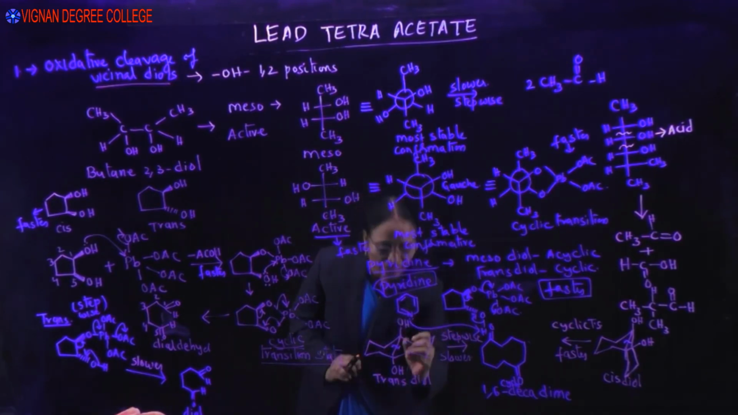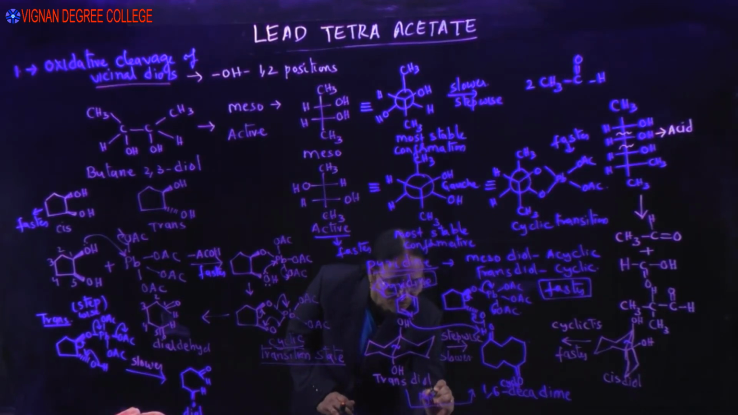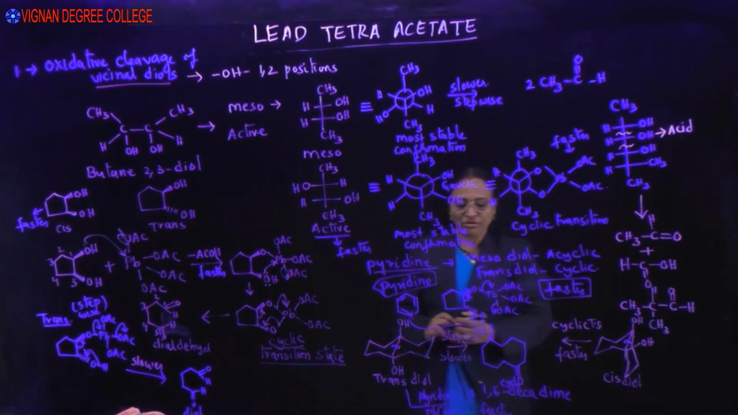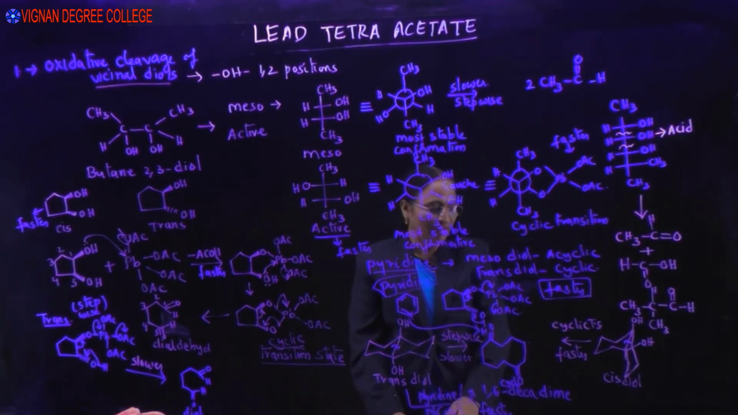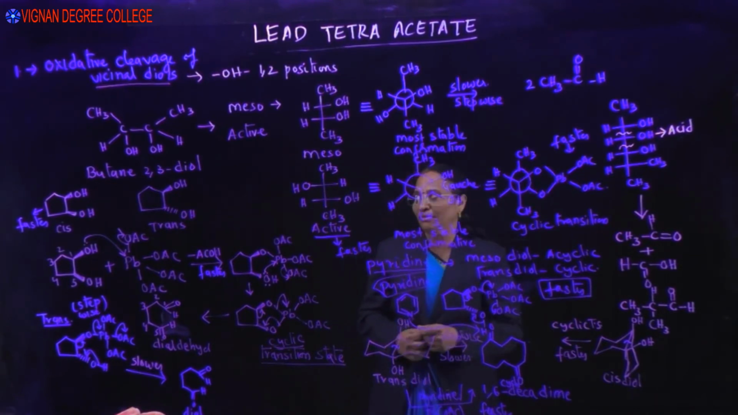Now, if the same reaction, if I am doing by using pyridine instead of acetic acid, if I use pyridine and lead tetraacetate, the reaction will again be a faster reaction similar to that of your cis-diol to give you 1,6-dione as the product. So that is about the oxidative cleavage of carbon-carbon diols to give you the aldehydes or ketones as the product with the cleavage of the carbon-carbon bond.